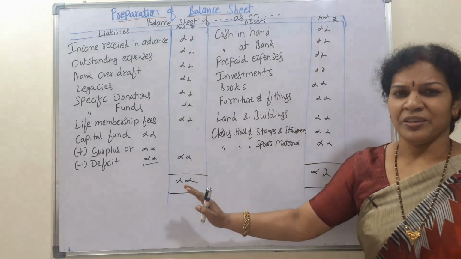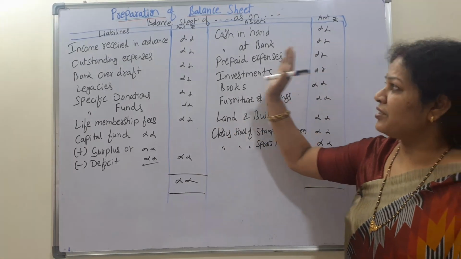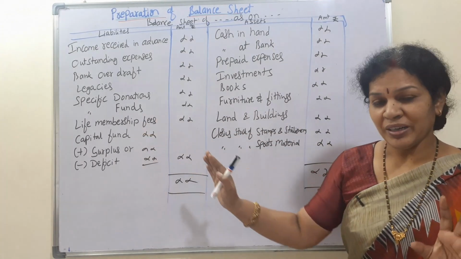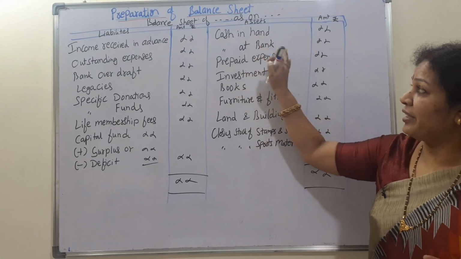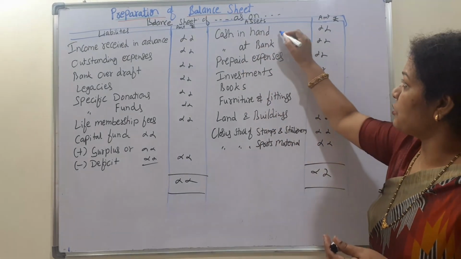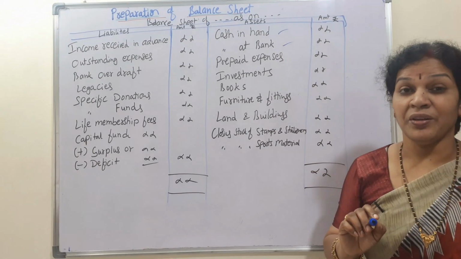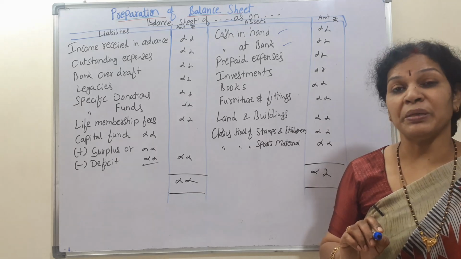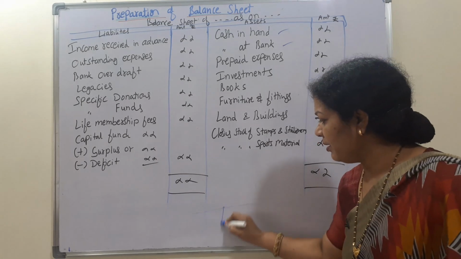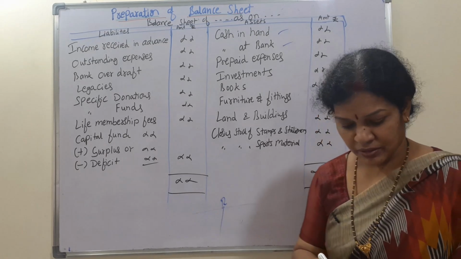So you know that as usual, like final accounts, there are assets and liabilities. What are the transactions we get? On the asset side, if you see cash in hand and cash in bank, these two you need to be very careful. Where do you get this information? This information comes from the receipts and payment account.